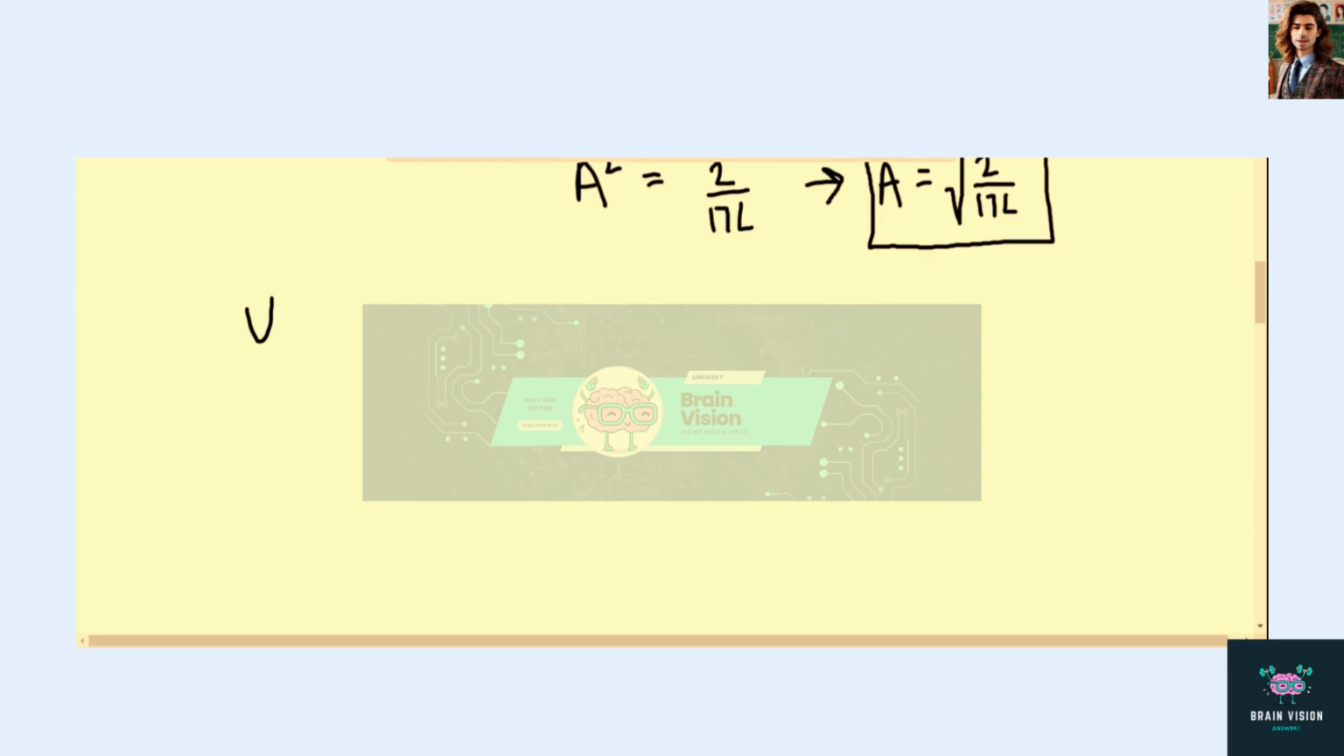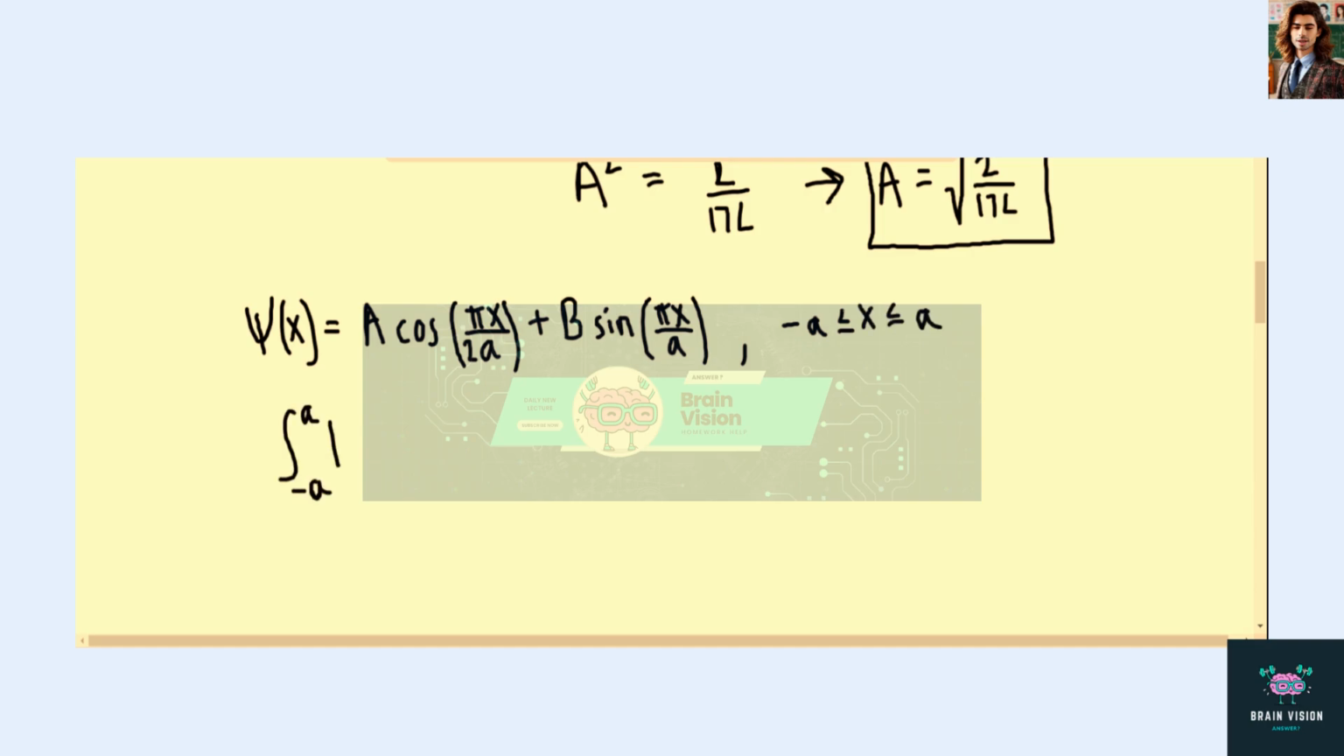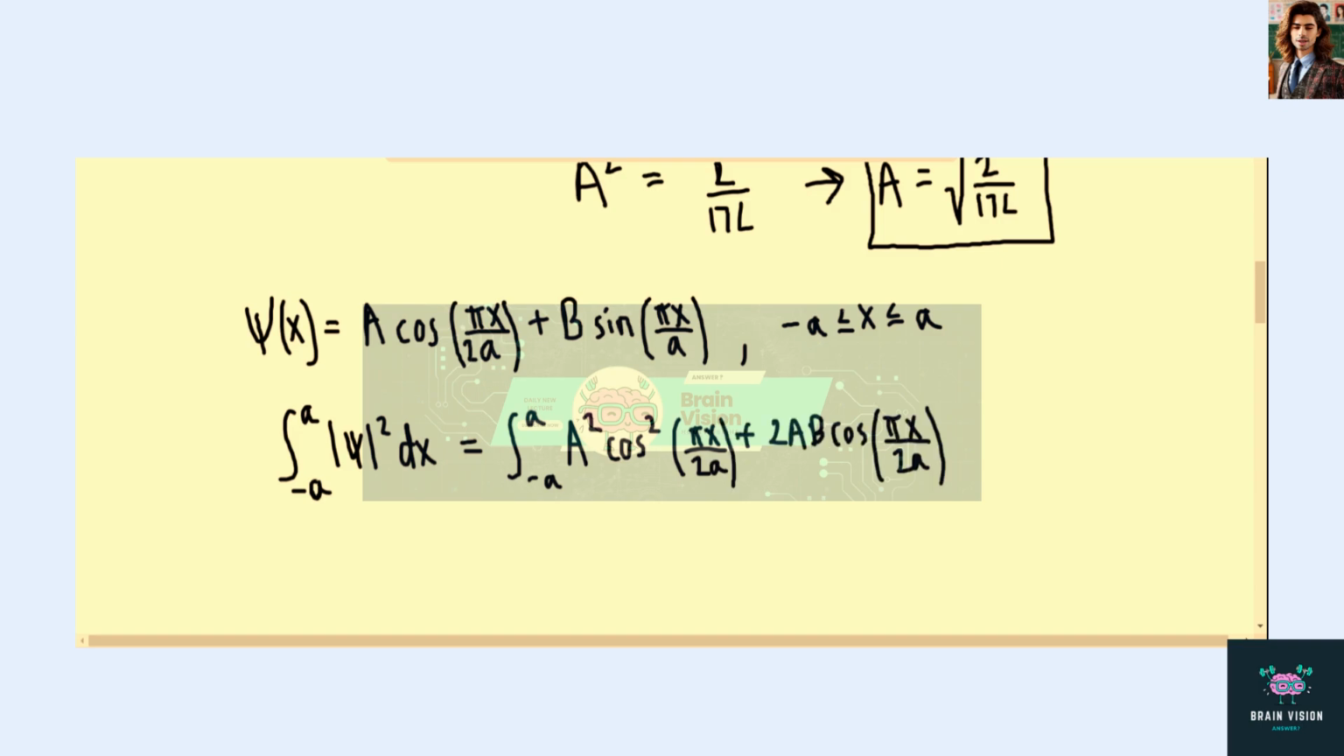So now we have another wave function that we'll look at real quick, and that is a times cosine of pi x over 2a plus b times sine of pi x over a on the interval from minus a to a. And we'll go ahead and we'll take the integral of its square over this interval. And again, we're going to end up with a cross term. And this square needs to equal 1. So we have that.